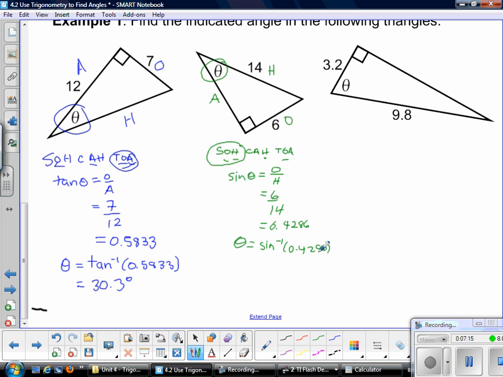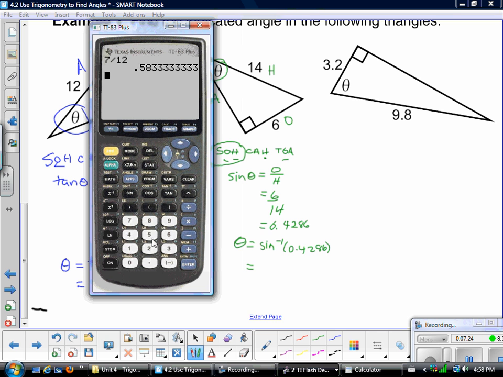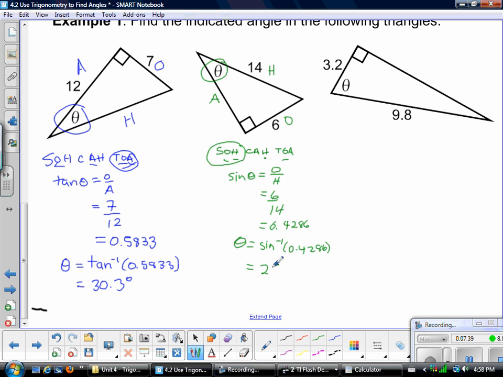And again, it depends how your calculator works, which way you have to do it. If I use the graphing calculator, notice I just switch back and forth because I have no problems with that. This one is second sine, decimal .4286, and I end up with 25.4 degrees.